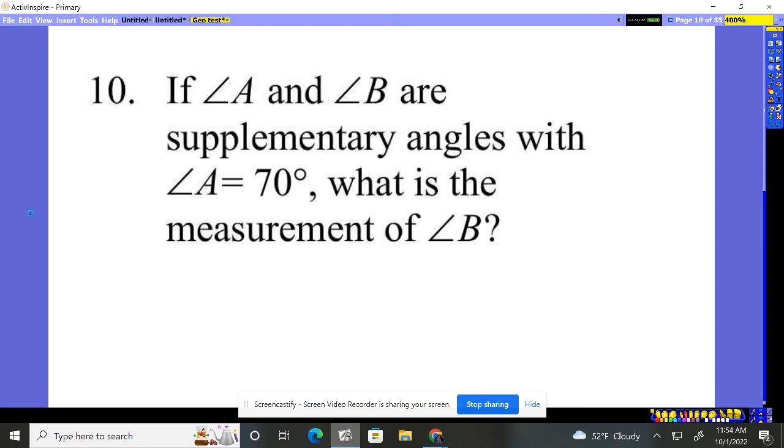Number 10, angle A and angle B are supplementary. What does that tell me? That means angle A plus angle B. Supplementary are angles that add up to 180. Complementary add up to 90, supplementary 180.